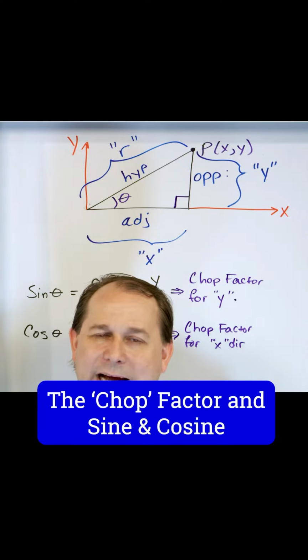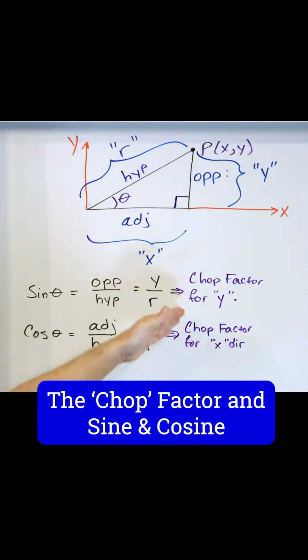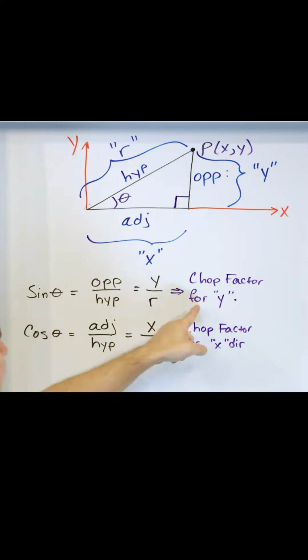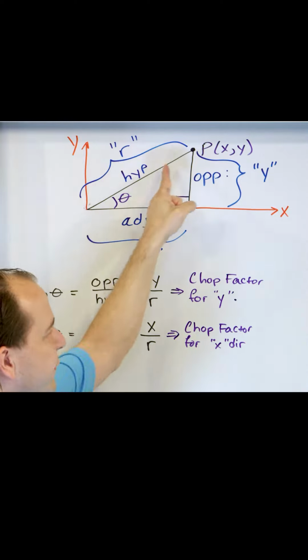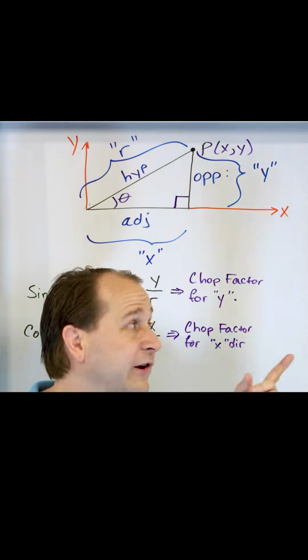Sine goes with y, it is the chop factor in the y direction, and cosine goes with x, that's the chop factor in the x direction. And so if you know what these chop factors are, then I can take the chop factor and multiply by the hypotenuse, and that will tell me how many units my triangle is in the y direction if I'm multiplying by this one.